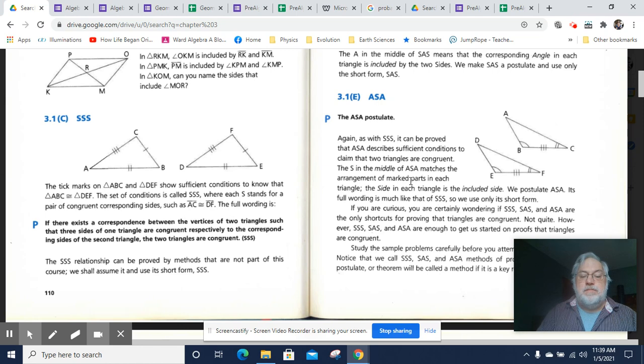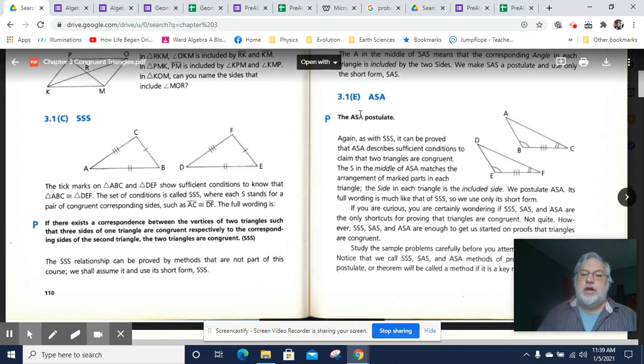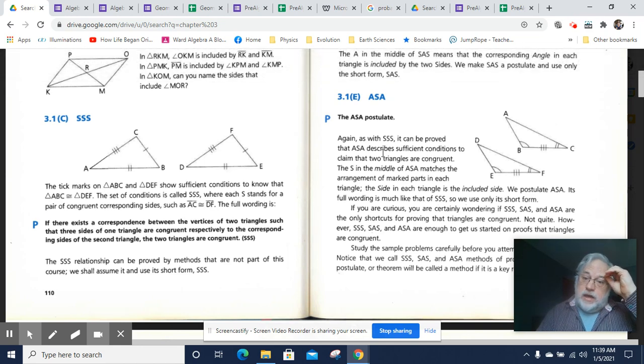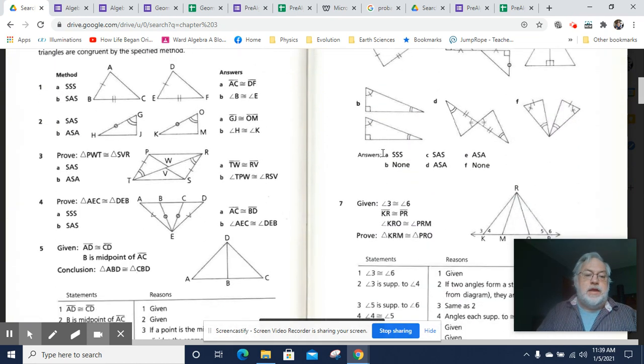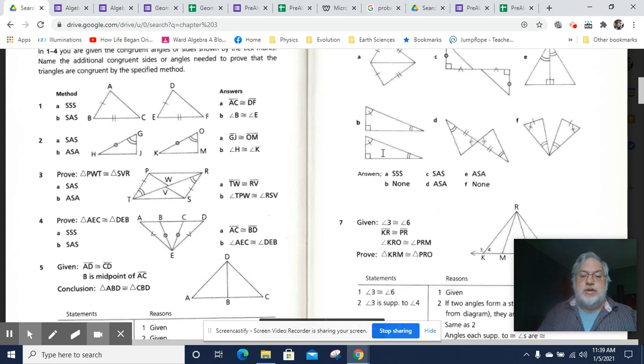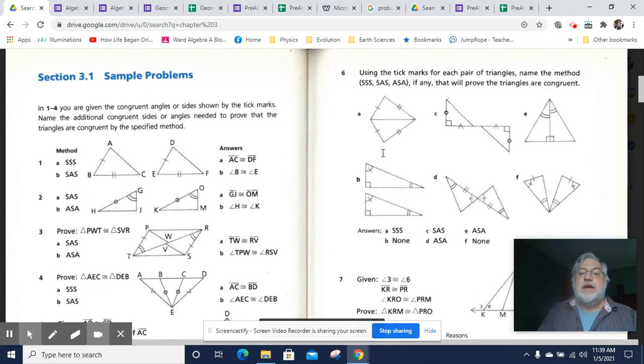Three angles being congruent does not prove congruence. We'll talk about angle, angle, side, and side, side, angle as configurations, as well as one called hypotenuse leg later. But here are problems. I'm going to take a look at a couple of the even ones right now.